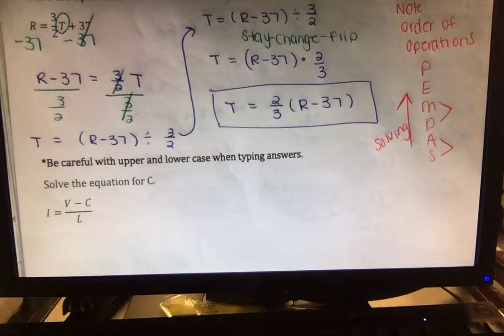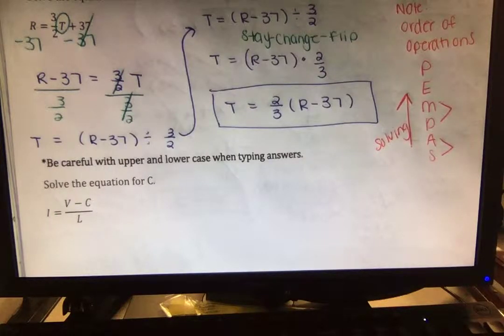Make sure on my math lab, if the problem says capital R and capital T, that whenever you type in your answer, you also use capital R and capital T. If you did lowercase r in your answer, it would mark it wrong. So be careful with that. Can you leave it r minus 37 divided by 3 over 2, or is that wrong? It'll mark it wrong, it needs to be further simplified. Good question. Other questions?